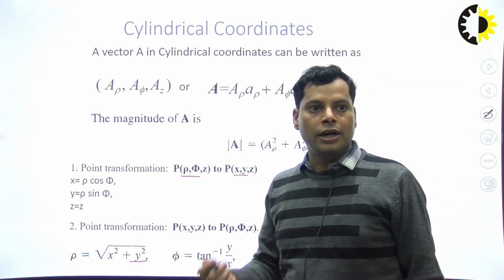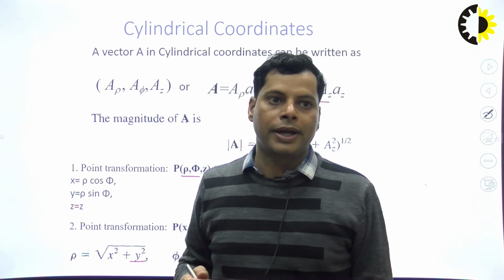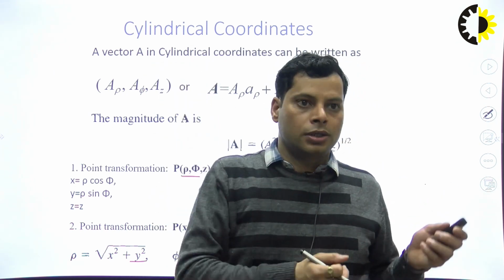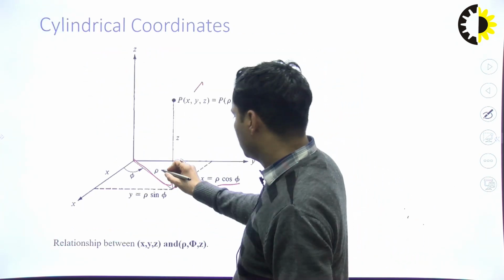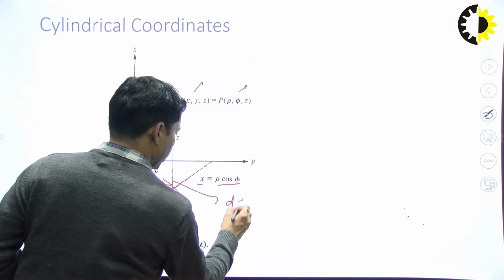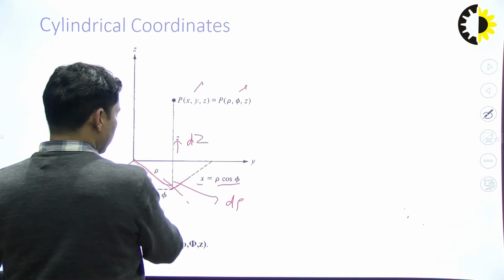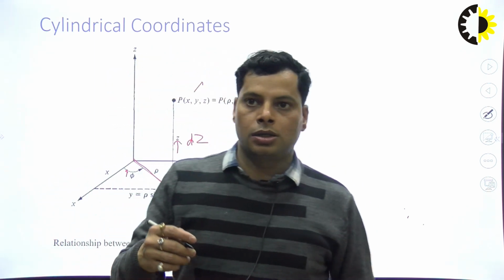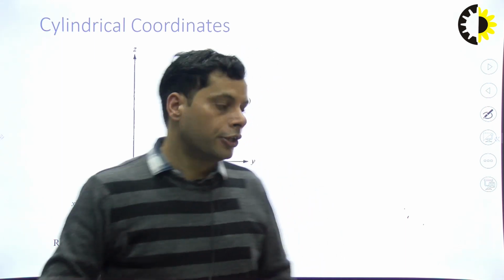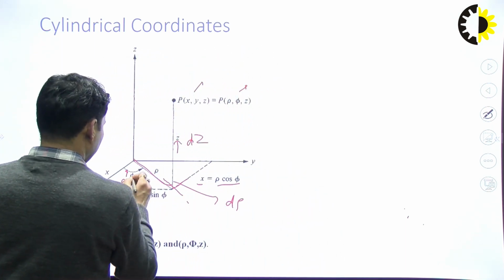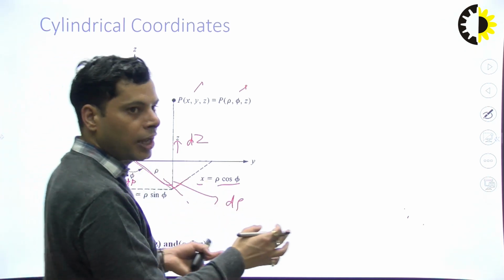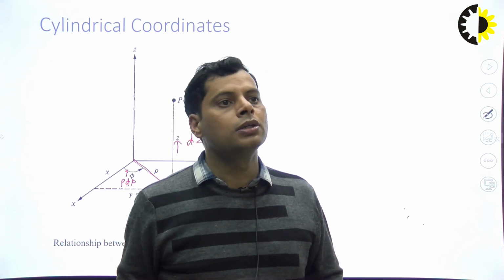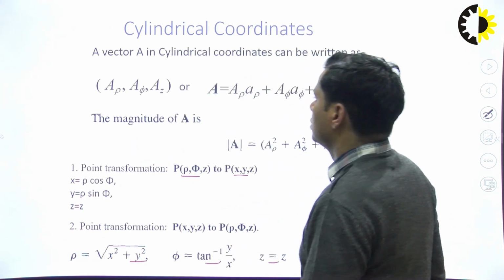In the same way as we discussed differential length, volume and area, we can also calculate the differential length in a particular dimension. In the rho direction we consider the differential length d rho. In this direction we consider dz, and for this curvilinear shape we use the formula that arc equals angle times radius, so rho times d phi. Similarly, following the same pattern as in Cartesian, we can calculate the differential length, area and volume. So this is the cylindrical coordinate system.